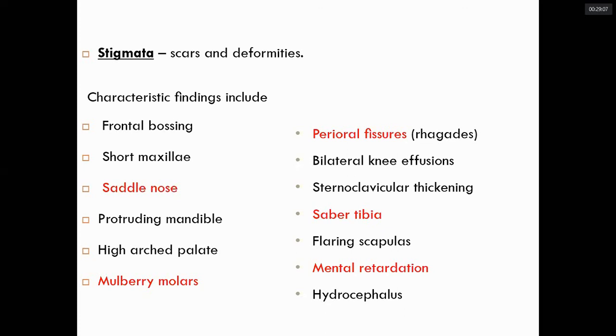We have already seen the picture. Bilateral knee effusions, sternoclavicular thickening, saber tibia, meaning bowing of the tibia, flaring of the scapulae, mental retardation, and hydrocephalus. These are the stigmata of syphilis.